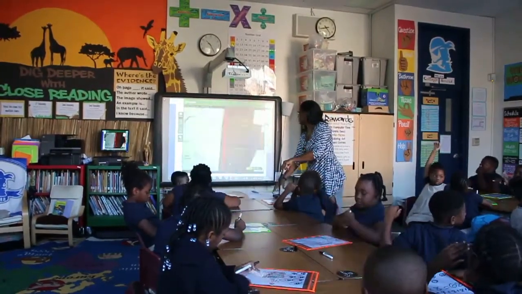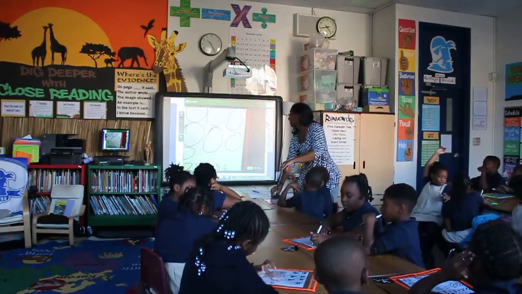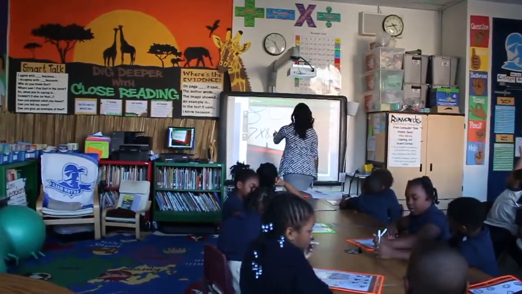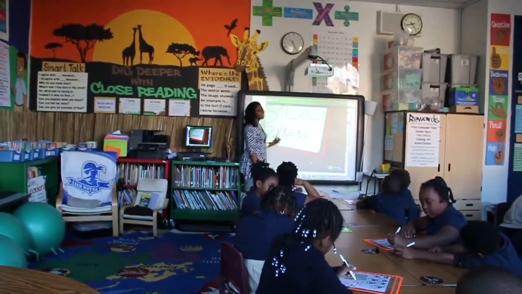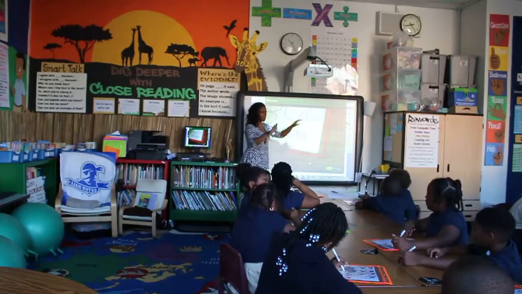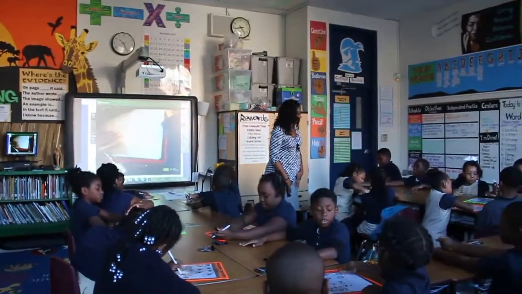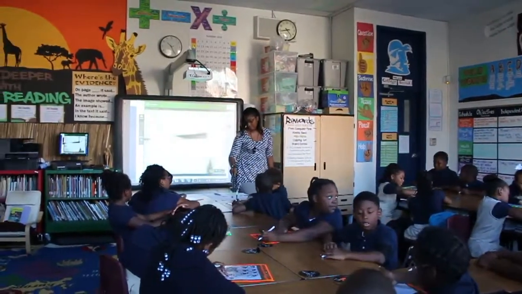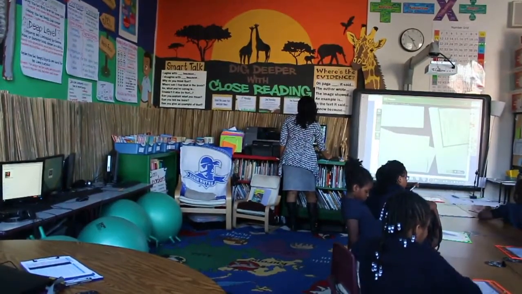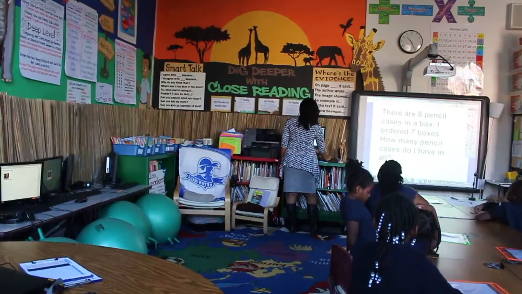Here's our picture model with 7 groups, 8 in each group, and the multiplication sentence reads 7 times 8 equals 56. 7 groups of 8 equals 56. Okay? Swipe your board. I have another example. Oh, class. I'm ready to move on.